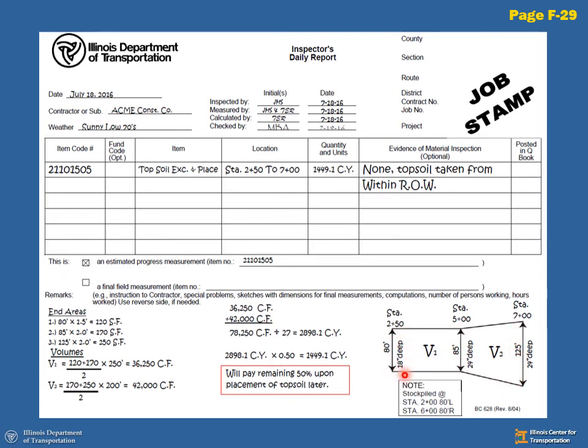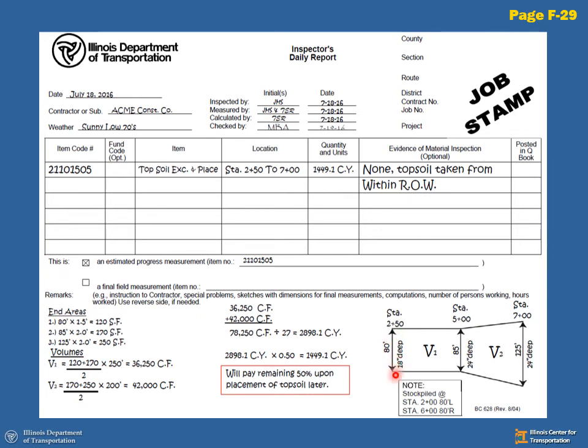At this station I was 18 inches deep in my excavation. At this station it got a little deeper, it was 24 inches, and at the final station it remained at 24 inches, so I can calculate my volumes. I'm going to do that using the end area calculation.